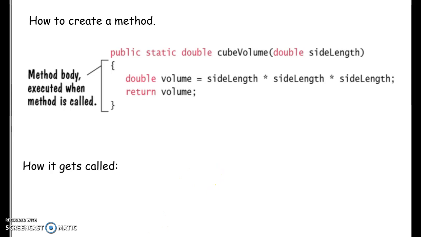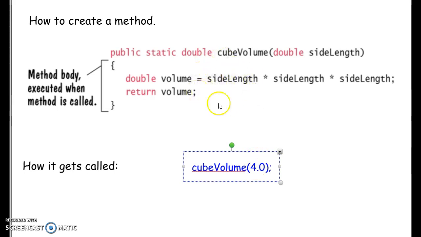All right, so I'm going to do this piecemeal. It's going to look kind of weird, but if I was to call it from main, I would need to use its name. And then I would need to pass in, in this case, a double representing the side length of the cube, so maybe just 4.0. And that would run this code, but it wouldn't store what gets returned.